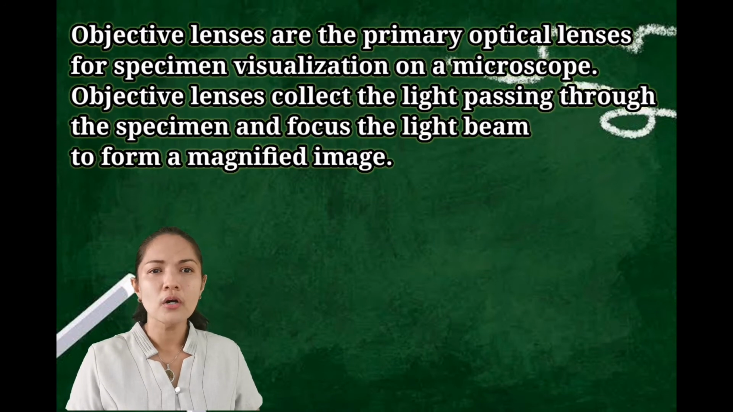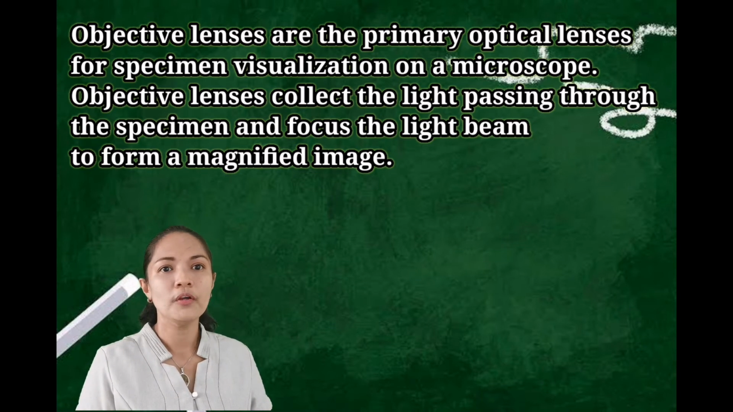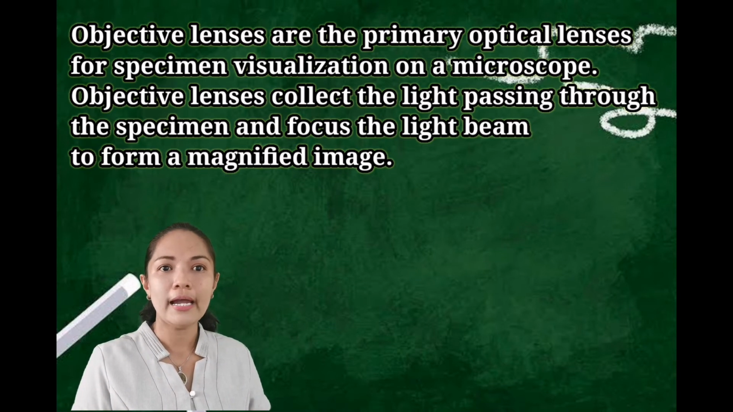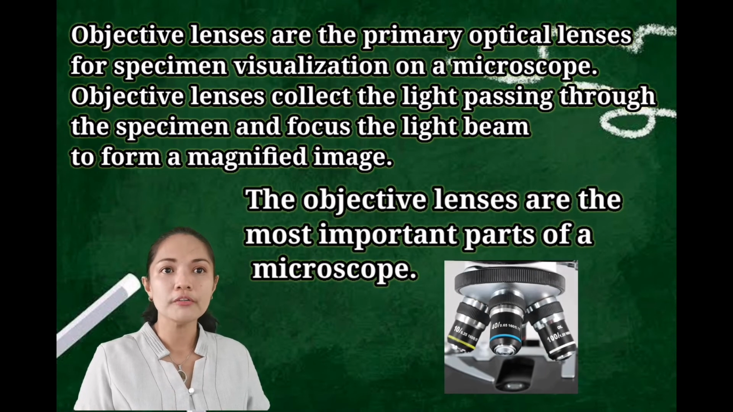Objective lenses. Objective lenses are the primary optical lenses for specimen visualization on a microscope. Objective lenses collect the light that passes through the specimen and focus the light beam to form a magnified image. The objective lenses are the most important part of the microscope.